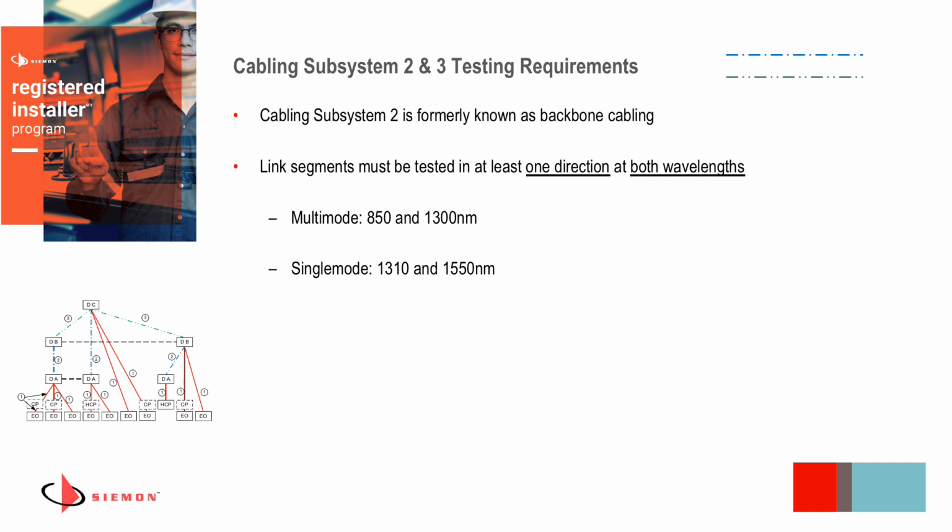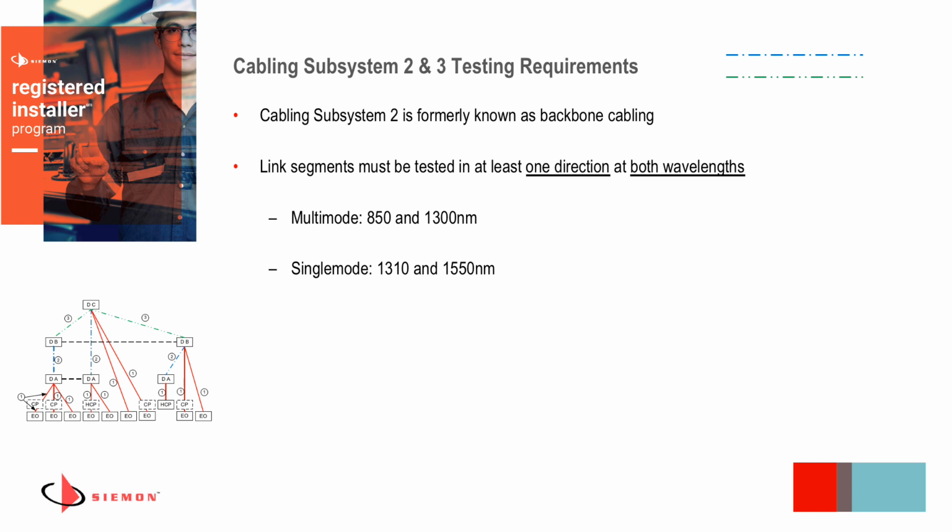So for cabling subsystems 2 and 3, which are the blue and green dashed and dotted lines in the illustration, that's really your backbone cabling. That's going from your telecommunications room back to your MDF. It might be passing through an intermediate distributor. In these situations, the link segments must be tested in at least one direction at both wavelengths.